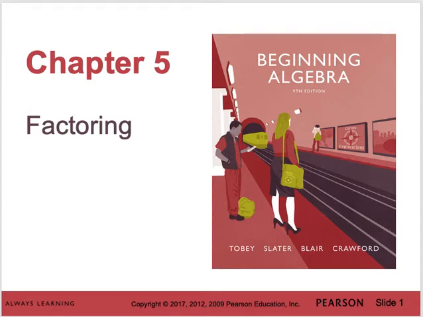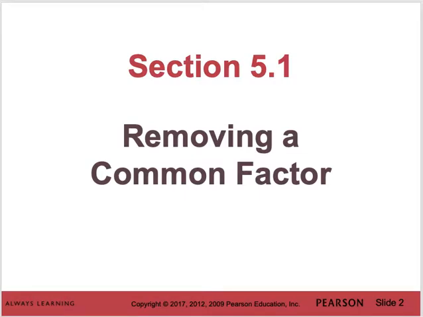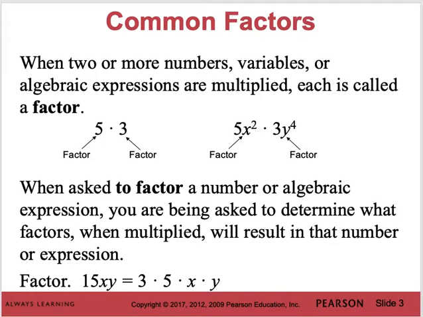Sections 5.1 and 5.2 within Chapter 5 on factoring. Section 5.1 was focused on removing a common factor. So we need to understand, well, what is a common factor?